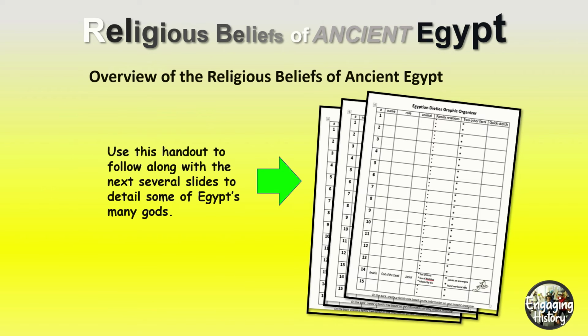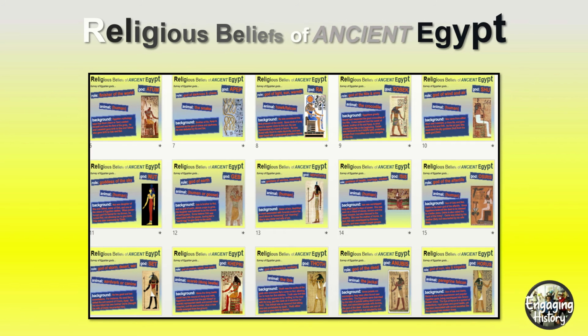Then we switch over to religious beliefs. Similar graphic organizer with a little more room for information. We're going to look at 15 Egyptian deities. Something unique about Egyptian deities is that most of them are connected to some animal figure. So here's a little preview of what some of those slides look like.